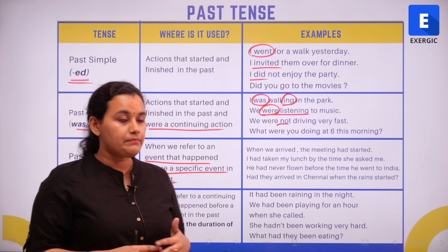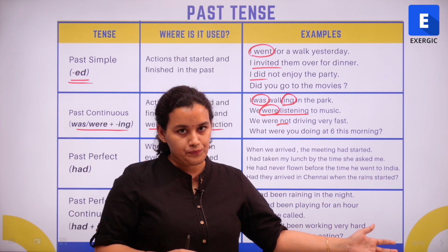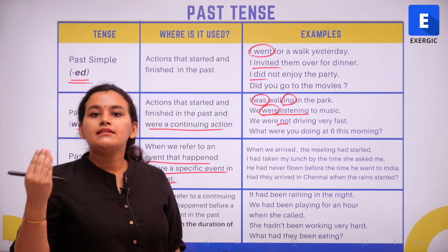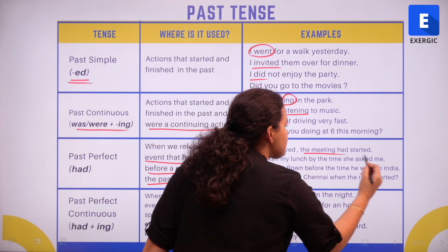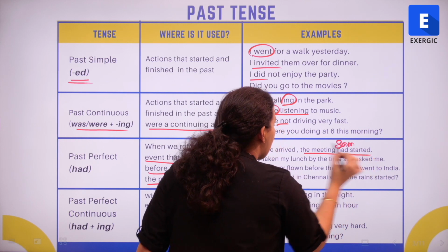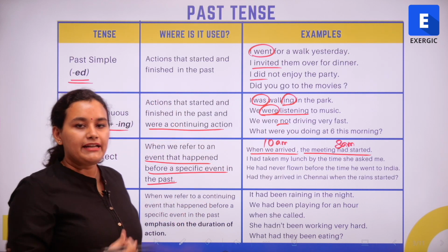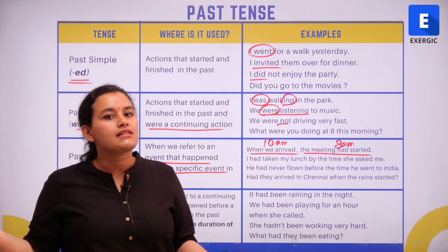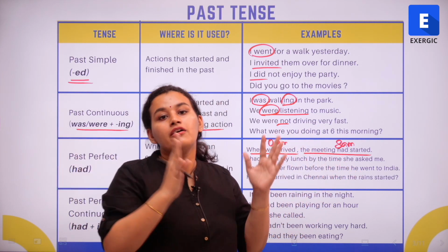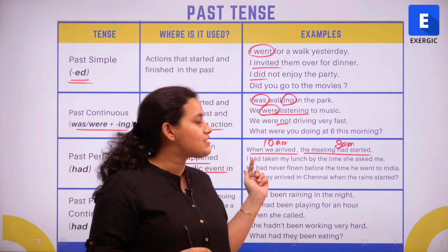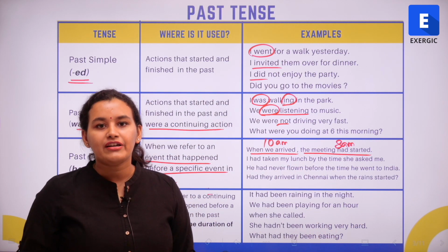Another example, when we arrived, the meeting had started. So if I look at the 8 a.m. and 10 a.m. example again, the meeting had started at say 8 a.m. and we arrived at 10 a.m. So us arriving and the meeting starting, both of these events are in the past. However, the meeting had started before we arrived. That's what we are trying to say in this sentence. And that is when we are using the past perfect tense.